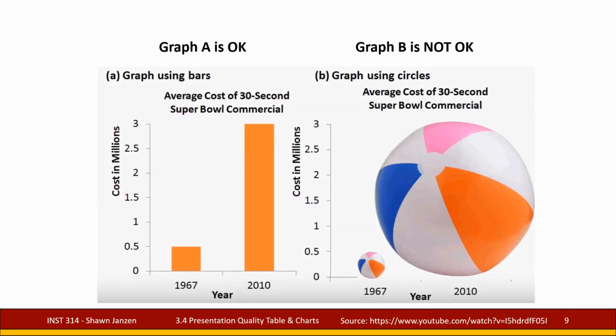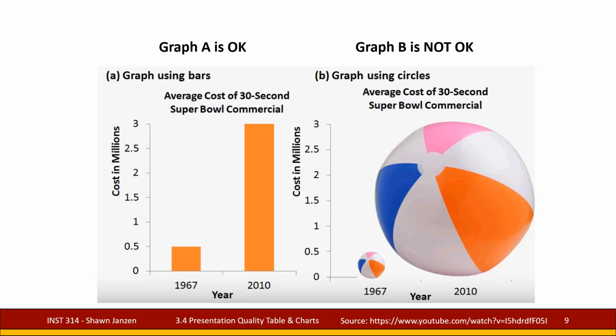Here's one where we have two different graphics. The one on the left is an okay one. The one on the right, not so much. The one on the left is data using bars, and it shows the average cost of a 30-second Super Bowl commercial. In 1967, it was about $500,000 per 30 seconds. And by 2010, it was about $3 million for 30 seconds. That's about a six-fold increase that we have there.